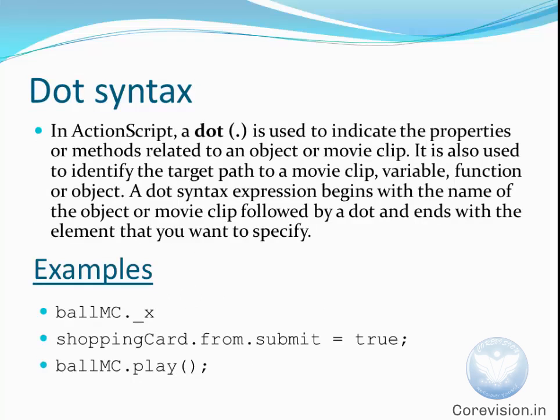In ActionScript, a dot is used to indicate the properties or methods related to an object or a movie clip. It is also used to identify the target path to a movie clip, variable, function, or an object. A dot syntax expression begins with the name of the object or a movie clip, followed by a dot, and ends with the element that you want to specify.